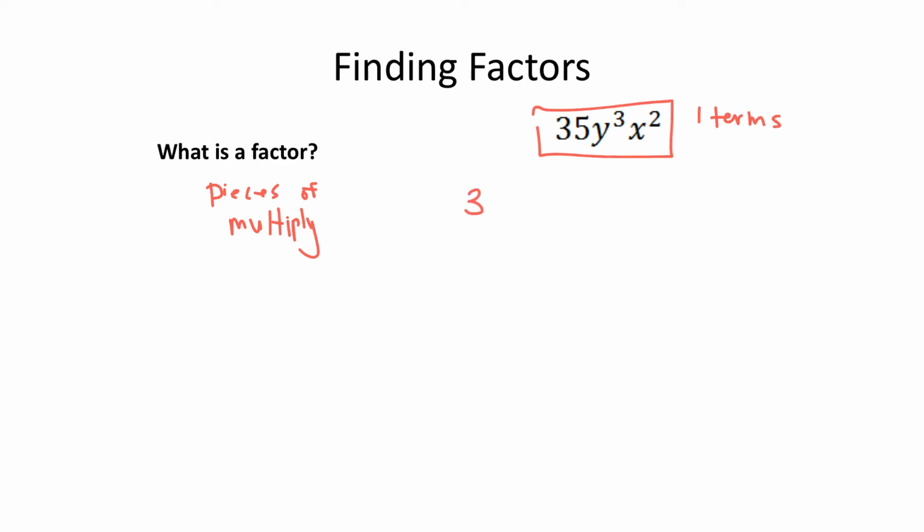First of all, the number itself, so you have 35, and then you have multiplied with y to the third and multiplied with x to the second. So what makes a term is a chunk of multiplication. And so when we talk about factoring, we're talking about the pieces of multiplication that make up that one term, and below that, what are the pieces that make up those individual pieces. So the idea of factoring is taking a term and breaking it down into its smallest pieces.